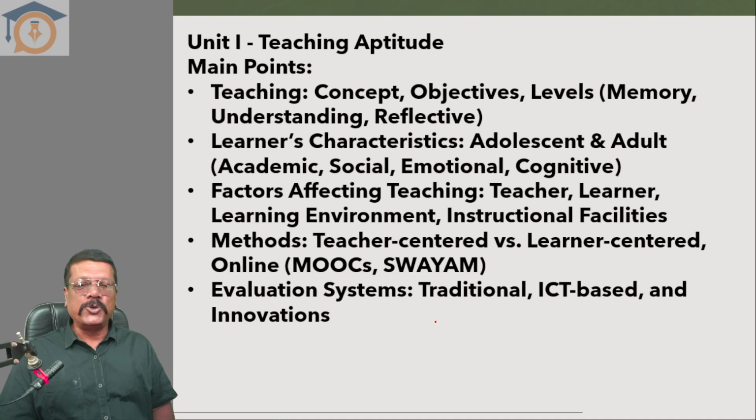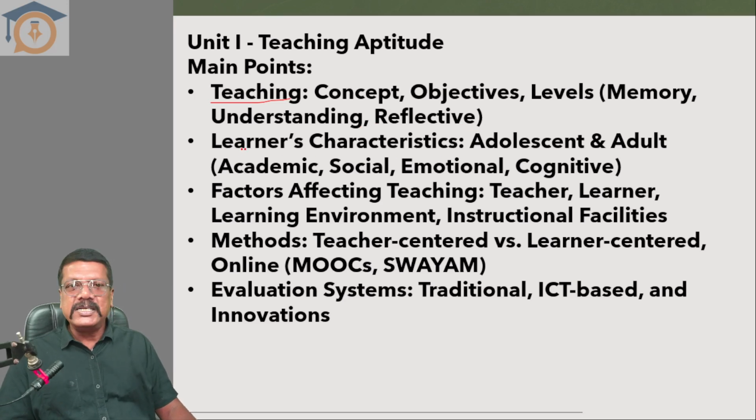So here is Unit 1, which is teaching aptitude. We have a topic called teaching, where we would look at the concept of teaching, the objectives of teaching, and the levels of teaching. We have specifically 3 levels, right? The memory level, understanding, and the reflective level.